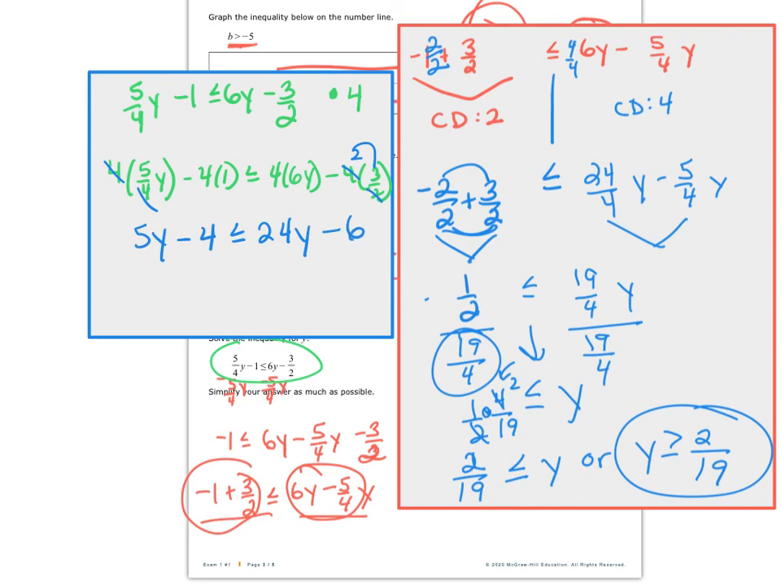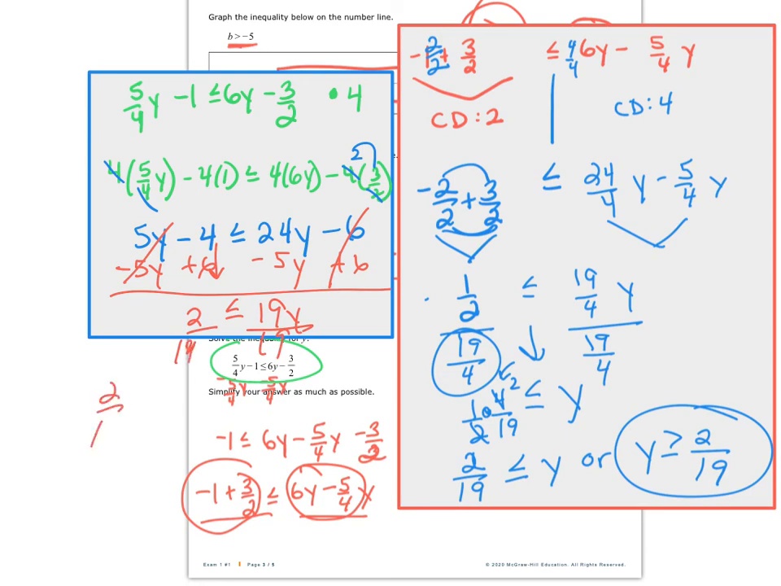Now we combine our like terms. So I subtract 5y from both sides. I'm going to add 6 to both sides. So this gives me a positive 2 is less than or equal to 19y. And divide by 19. And you get 2 over 19 is less than or equal to y. And that is the same thing we got here. You can choose either way to go about getting your answers.